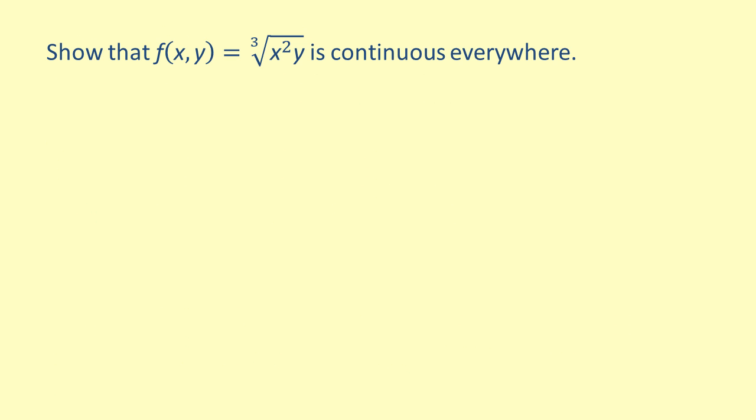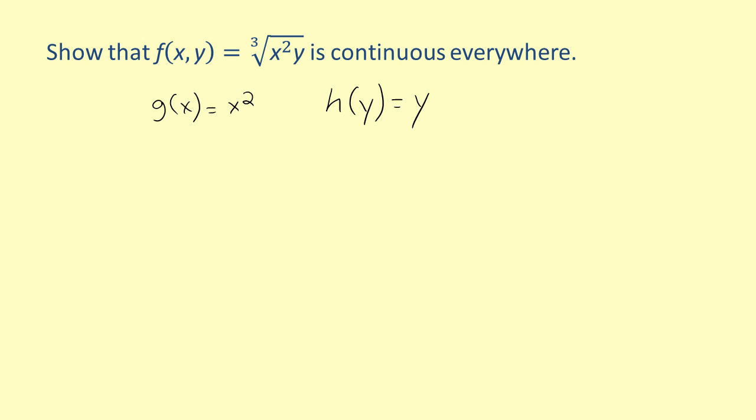Here we are asked to show that the function f of x,y equals the cube root of the quantity x squared y is continuous everywhere. Instead of looking at this as a single function, let's break it apart. Notice that this is equivalent to the composition of a product of functions. If we let g of x equal x squared, then h of y is y.